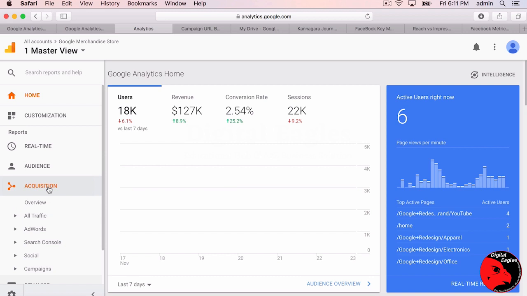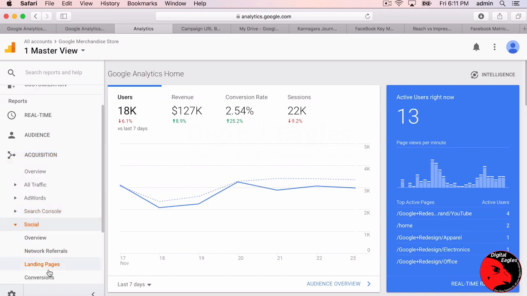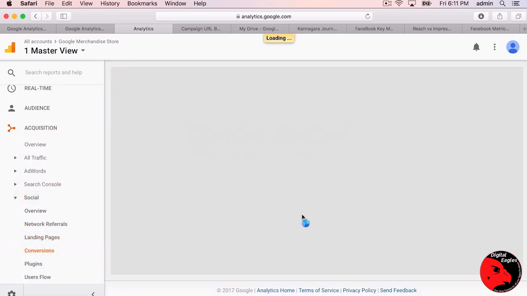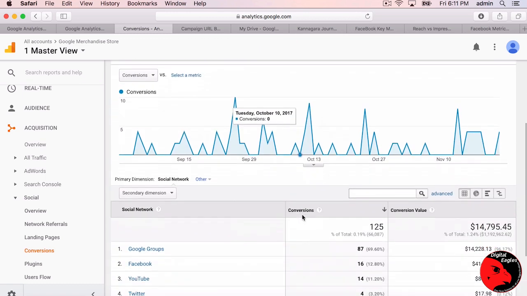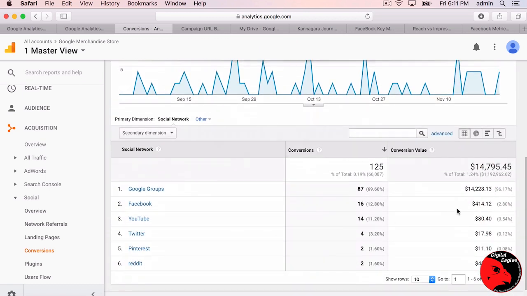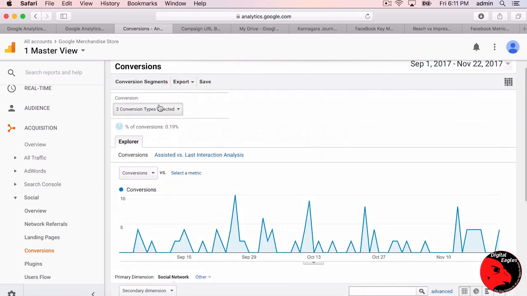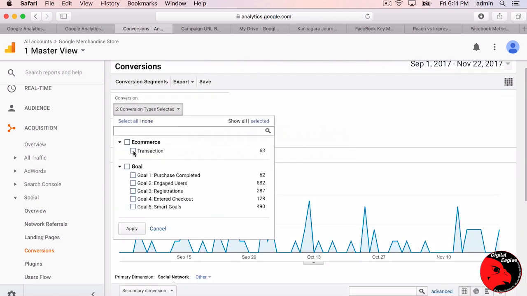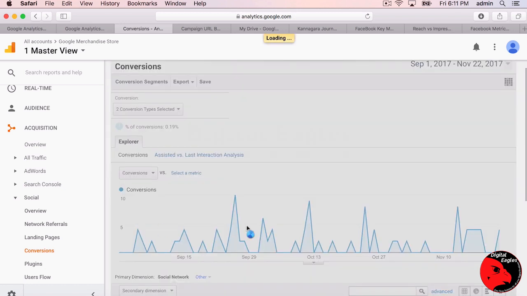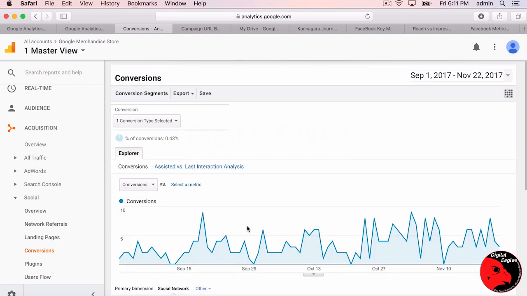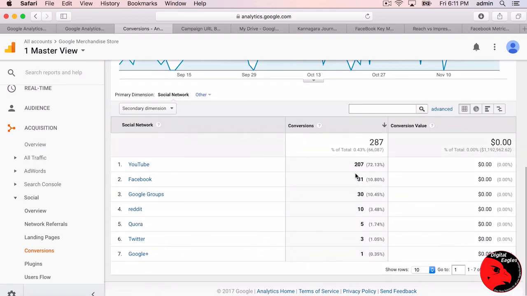So coming back to conversions, now that we know the exact amount which Facebook is generating for our business, it's time to see other conversions like registrations. I would like to see number of leads Facebook has generated for my business, not just the sales. So I click apply, and here it is. Facebook has given me 31 conversions.